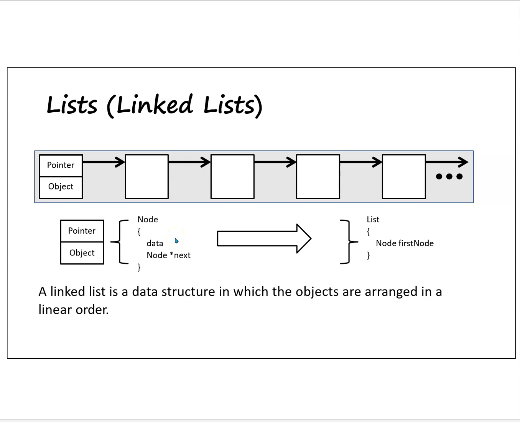So now we're going to talk about linked lists. A linked list is a data structure in which the objects are arranged in a linear order. Okay, each object contains a pointer to the next. Typically, the nodes of the list, each of the boxes, consist of data and a node pointer to the next node. The list simply contains a pointer to the first node.